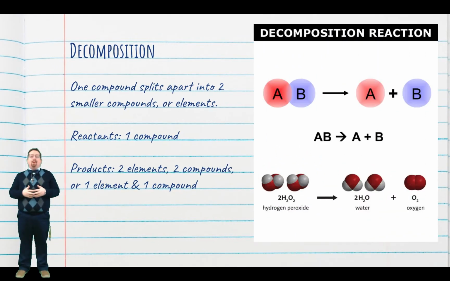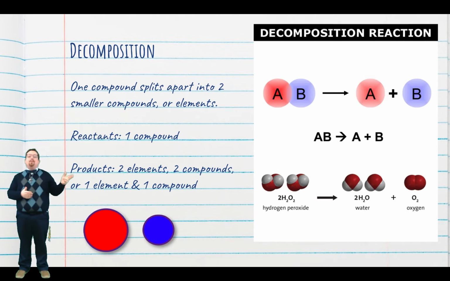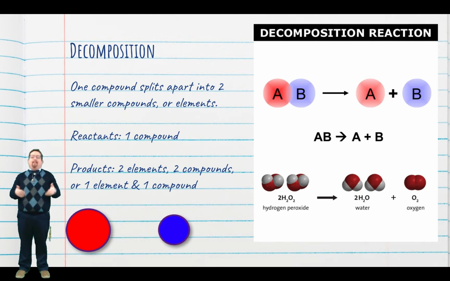Our next type of reaction is a decomposition reaction. This is basically the opposite of a synthesis reaction. In decomposition, we start with one compound in our reactants, and then it splits up into two smaller compounds, two separate elements, or an element and a compound.